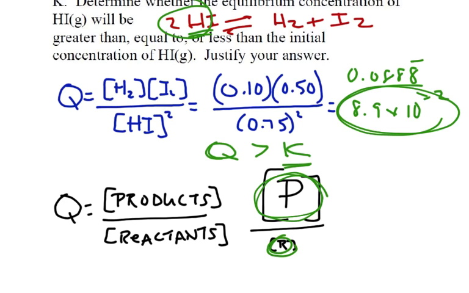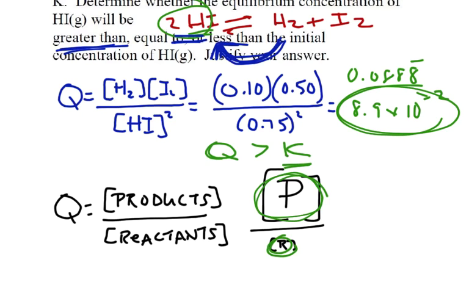So if I have too many products, I'm going to have to switch from my products back to my reactants, and therefore, answering the question, my HI concentration will be greater, since I make some of that, when I reach equilibrium, greater than my initial values. So the answer over here is greater than what was before.